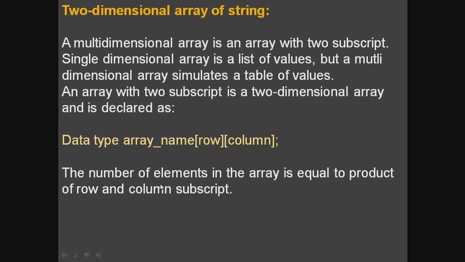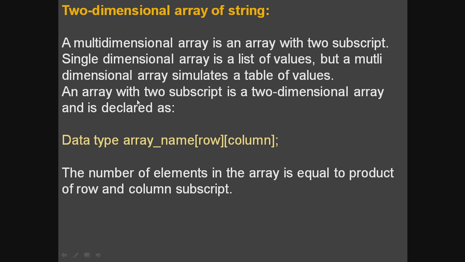Now, two-dimensional array of strings: a multi-dimensional array is an array with two subscripts. In a one-dimensional or normal array, you saw that you have only one subscript or one index, which represents a list of values. Based on that one subscript you could create different array elements and assign them different values. But a multi-dimensional array simulates a table of values, so the data can be arranged in a tabular, rows and columns format. An array with two subscripts is a two-dimensional array.